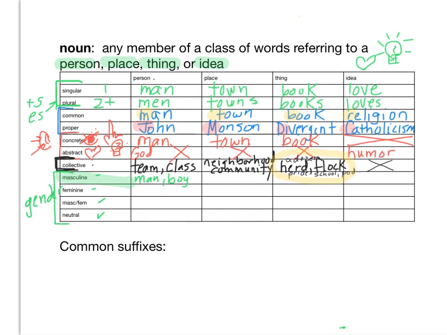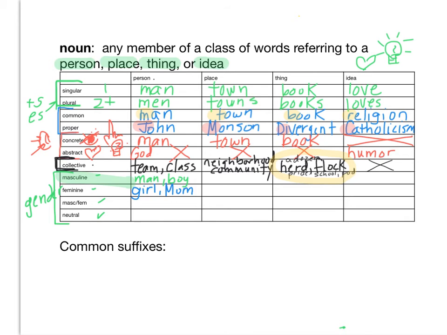It's not writing for some reason. If I go down to feminine, let's change colors just so we can see. If I go to feminine, words that I think of for people that are feminine, I might think of girl, mom, sister, grandma. So those nouns have a gender.